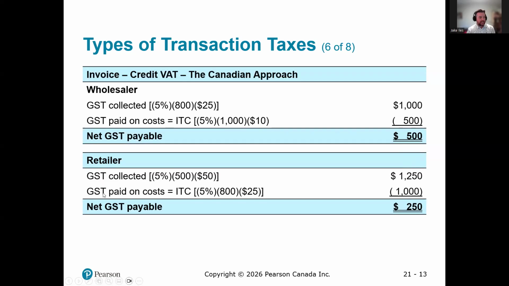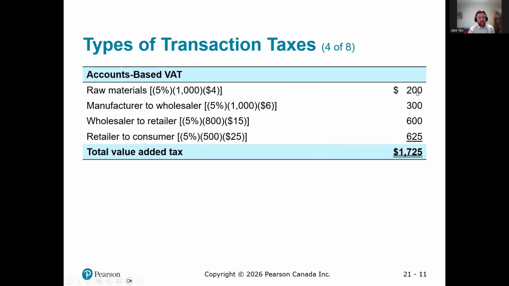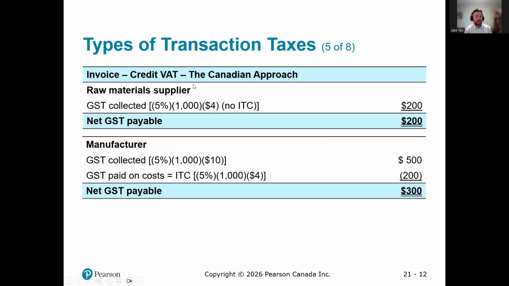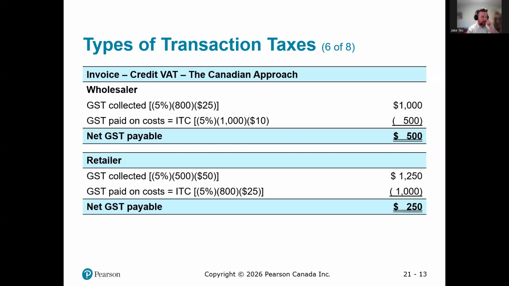So the retailer gets a GST paid on cost, or an ITC, an input tax credit, of the full $1,000 because that's what they paid for. So the fact that they sold 300 fewer units doesn't matter because they still get credit for the full 800 units. So the reason 200 and 300 stays the same in both systems is because both stages use the same amount of units, 1,000. When you change the units, you change this outcome. Whereas invoice credit doesn't really care as much about the units, they care about how much did you pay.